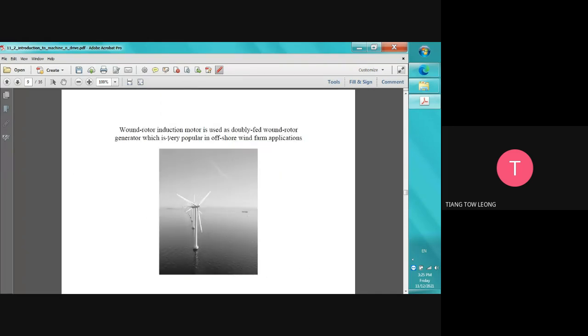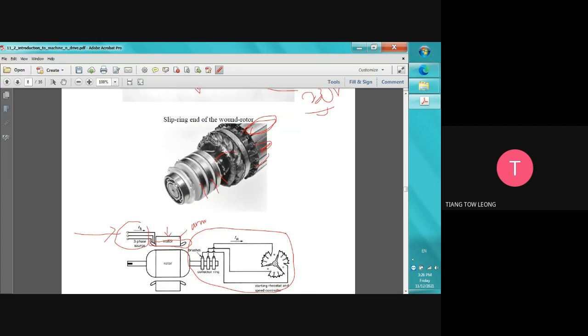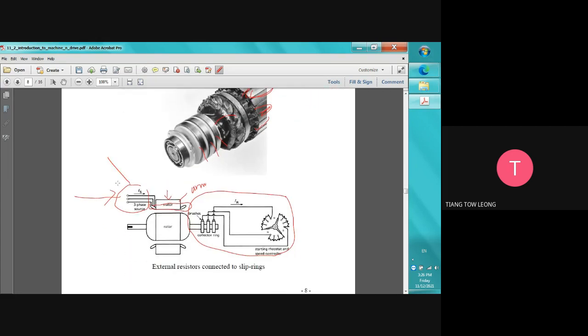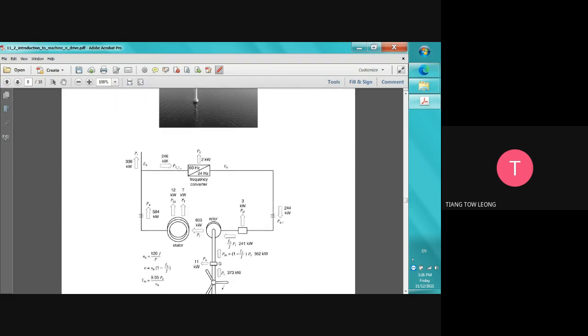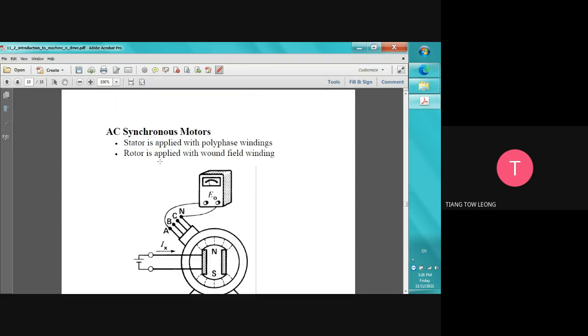So the wound rotor induction motor is used as a doubly fed wound rotor generator, which is very popular in offshore. Why do we call it doubly fed? Doubly fed means maybe they have two types of induction motor inside this one. Okay. And then what do we have?